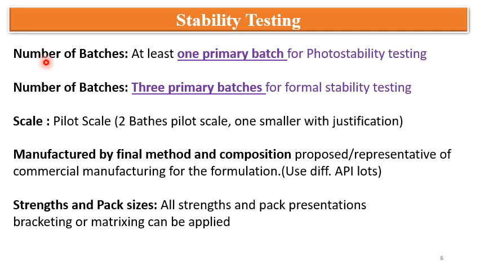Then what are the requirements for stability testing for the regulatory filing for the formulation and approval? The number of batches is at least 3 batches, and one batch is required to be tested for photostability testing. So for photostability testing, at least one primary batch is required, and 3 batches are required for formal stability testing.